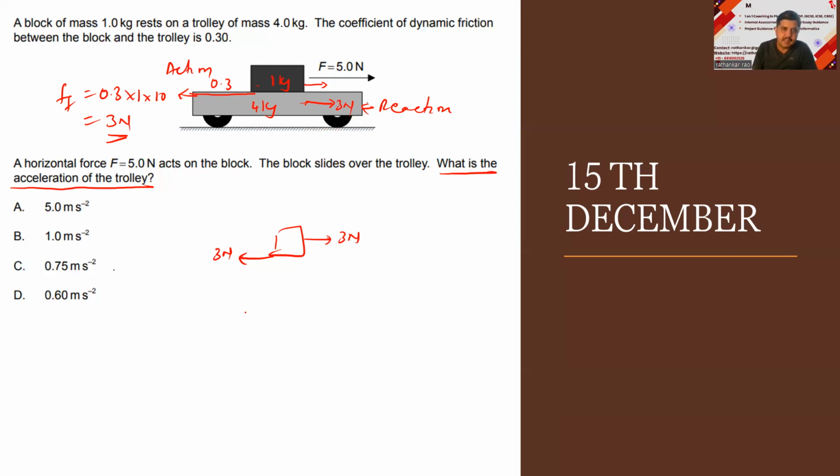So now what will happen? The total force acting on this object is 3 Newton. 3 Newton divided by, what is the total weight over here? That should be 5 over here. 5 kg. Just a moment.